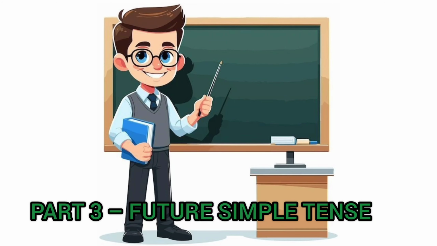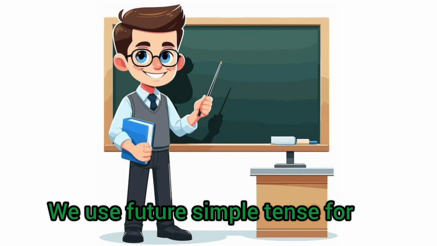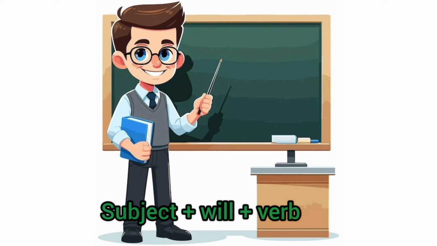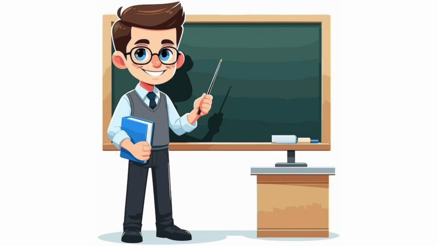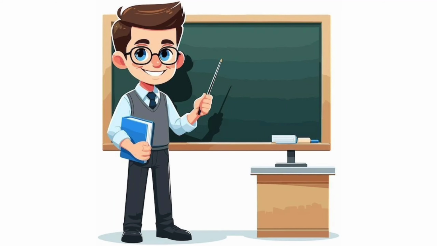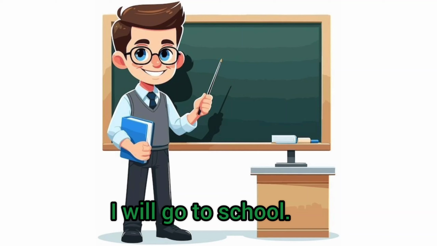Part 3. Future simple tense. We use future simple tense for things that will happen later. Structure: subject plus will plus verb. Examples: I will wake up early. I will brush my teeth. I will drink tea. I will go to school.